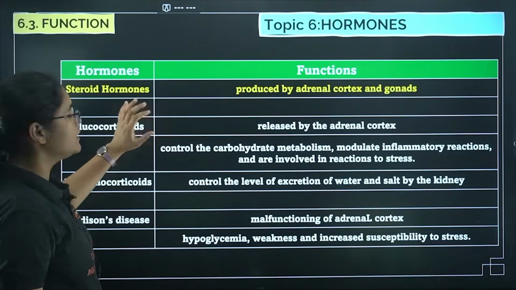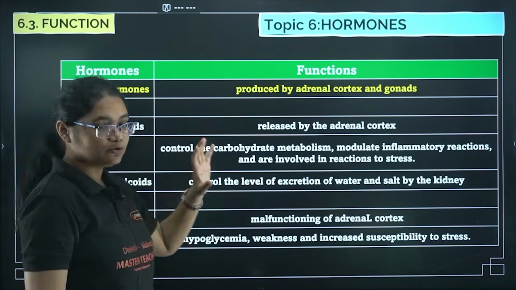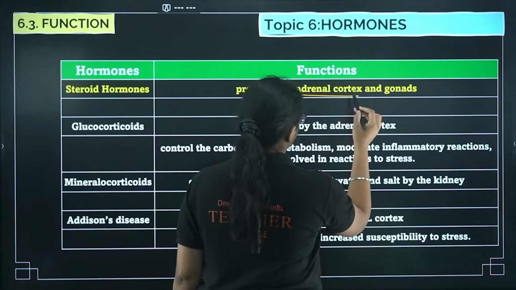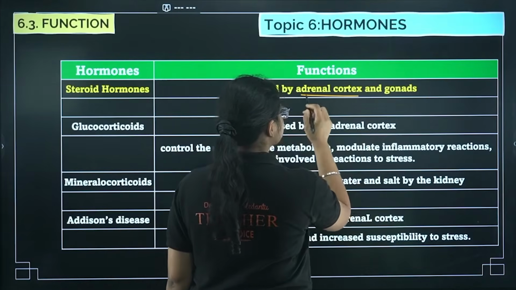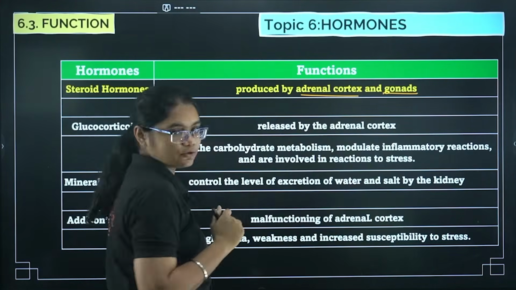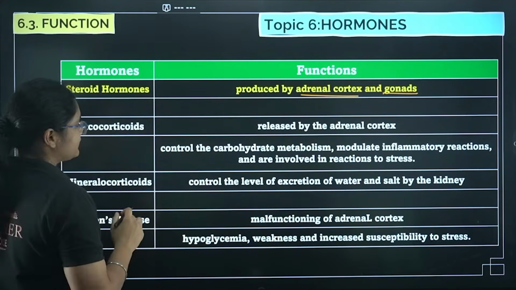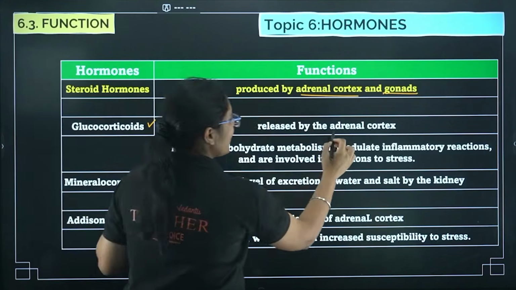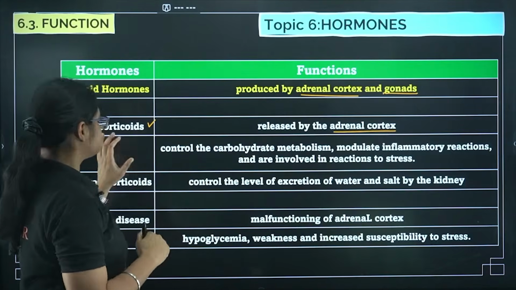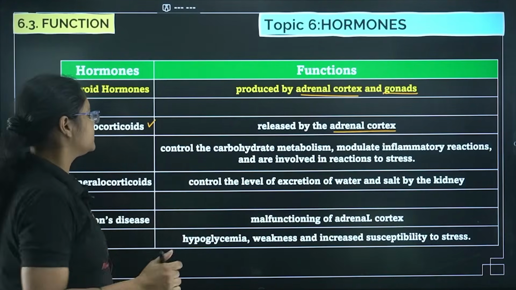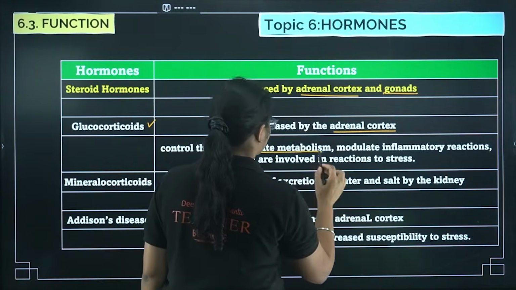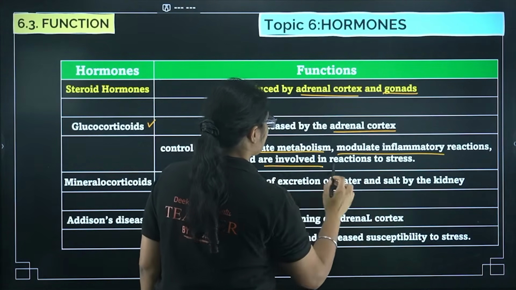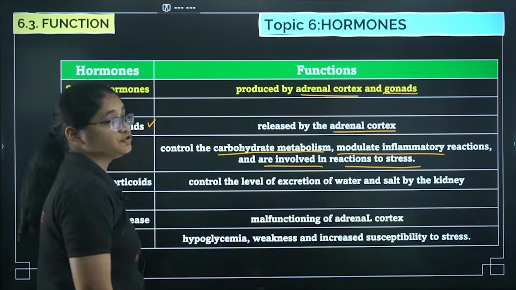steroid hormones. Okay, so steroid hormones are of two types. The steroid hormones are produced by two important organs or parts, that is the adrenal cortex and gonads. Okay, now the adrenal cortex: glucocorticoids are steroid hormones produced by the adrenal cortex. Okay, what is the function of glucocorticoids? They control carbohydrate metabolism, modulate inflammatory reactions, and are involved in the reactions to stress.